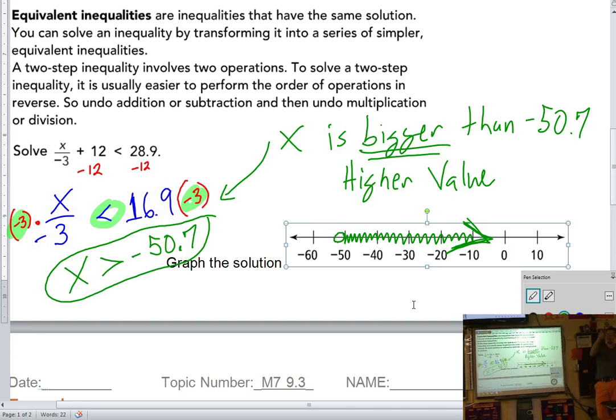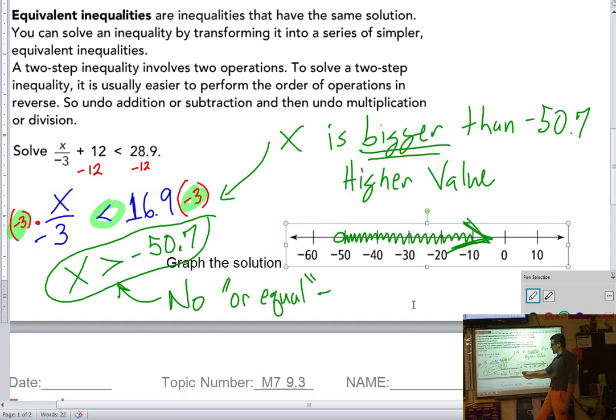Do you see now why it's open? That it does not have the or equal. So here, since there's no or equal, my circle is open. So a simple way to decide it would just be if it has a line under it. If it's got the line under it, you shade the circle. If it doesn't have the line under it, you don't shade the circle. It's a nice, easy trick.